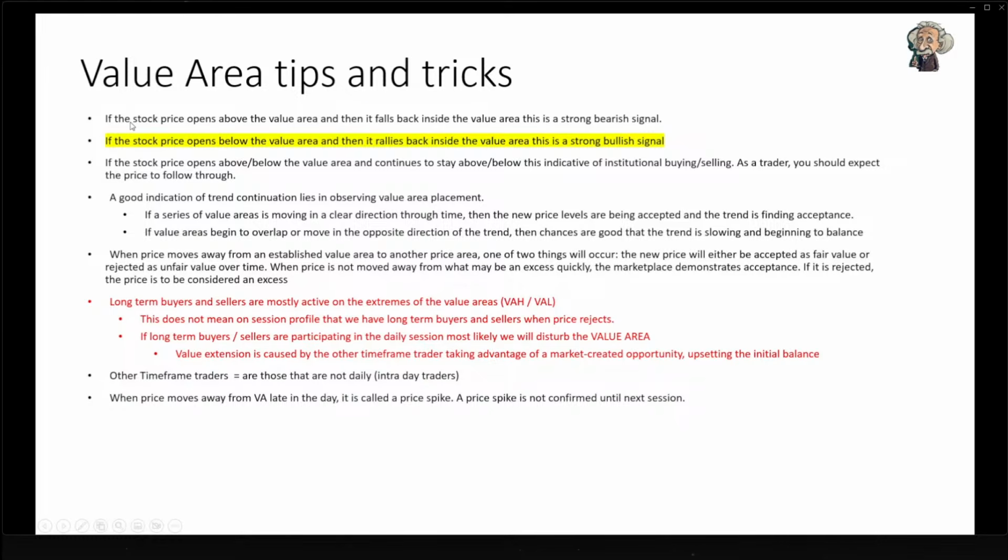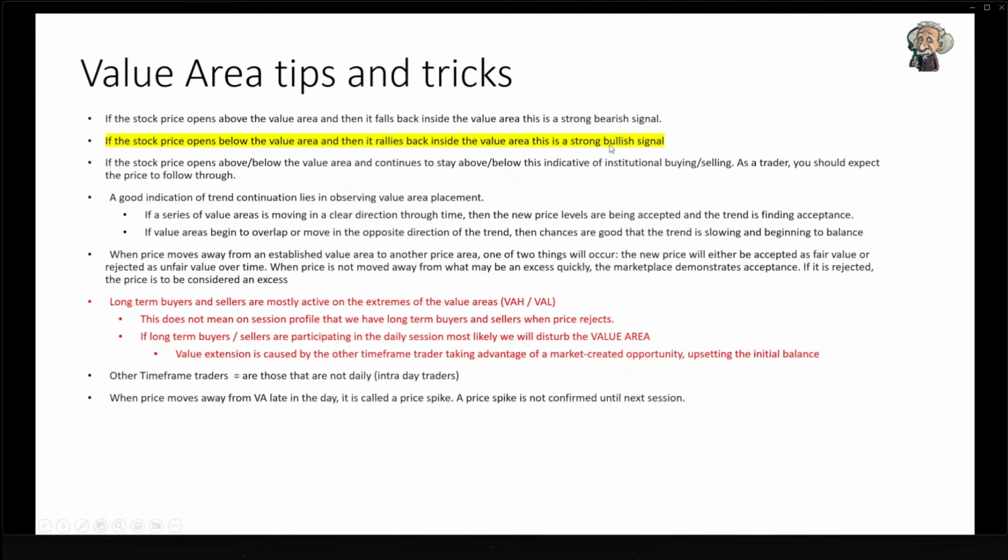If you're going to print any slides out of this deck to have on your PC or notebooks, this is a pretty good slide, right? If the stock price opens above the value area and then falls back inside the value area, this is a strong bear signal. How can you use this in your trading tomorrow or the day after? Well, if we open above it and lose it, it sets up 80%.